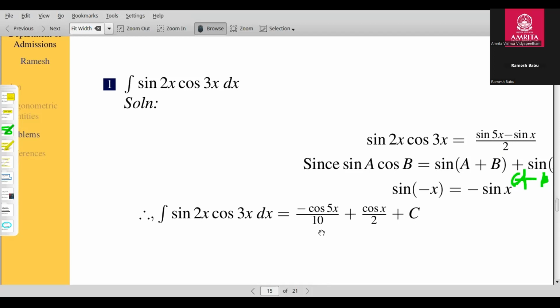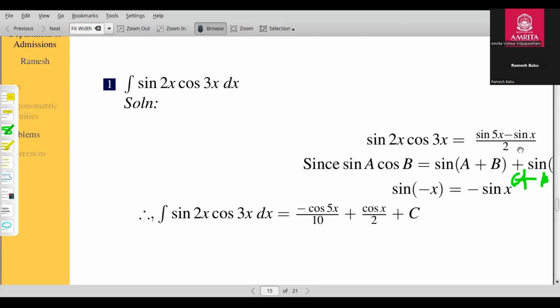So I am applying two identities. The first identity is sin A cos B is sin of A plus B plus sin of A minus B. How do the minus signs come? Because sine of minus x is there, and sine of minus x is minus sin x. The other identity is the odd-even identity: sine of minus x is equal to minus sine x.